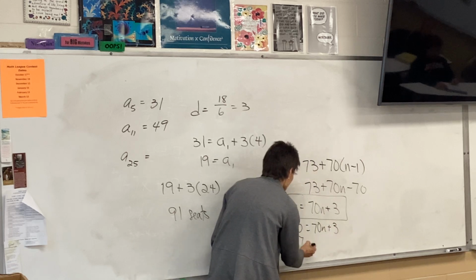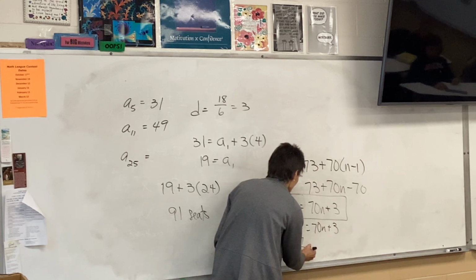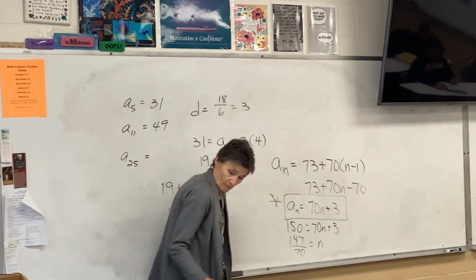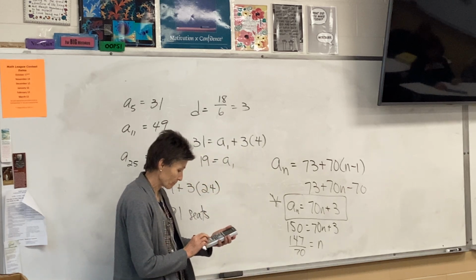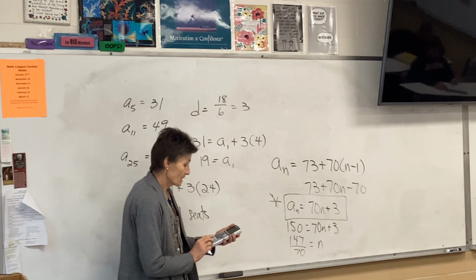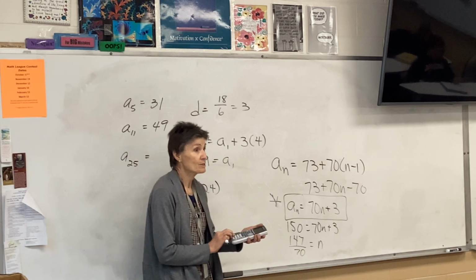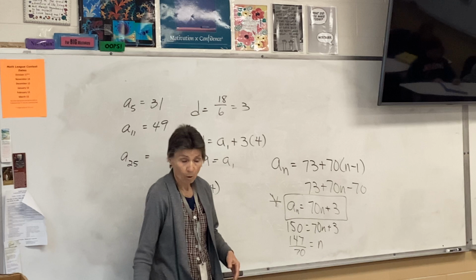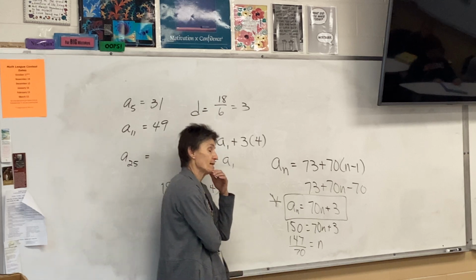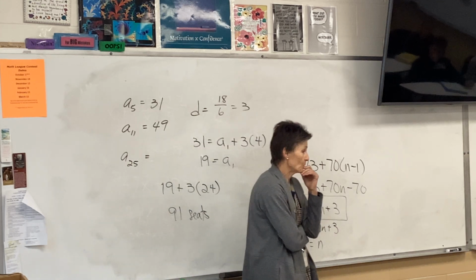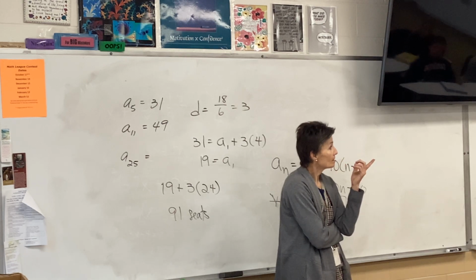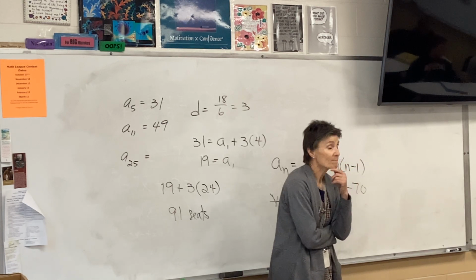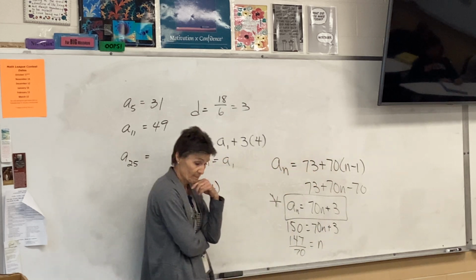So 147 over 70? Check my arithmetic, is that right? So it's gonna take her about 2.1 hours? Or, since we don't normally say 2.1 hours, how else could we say that? 2 hours and 6 minutes? A tenth of an hour, 6 minutes?